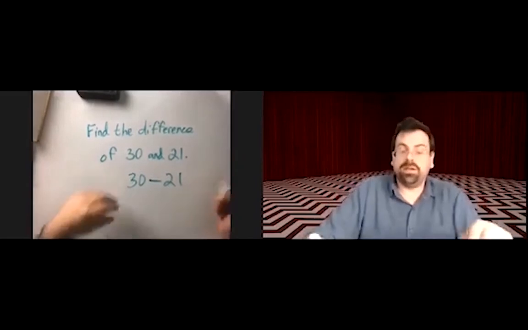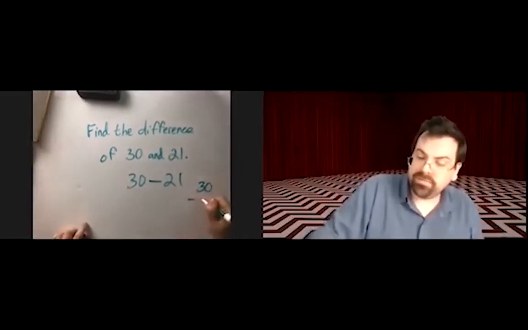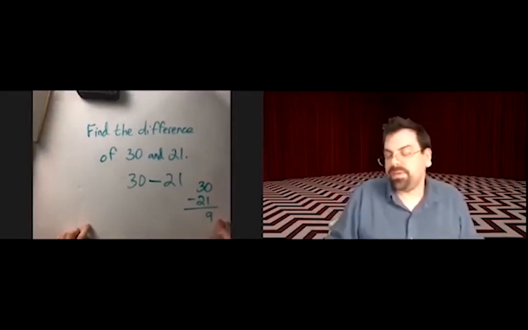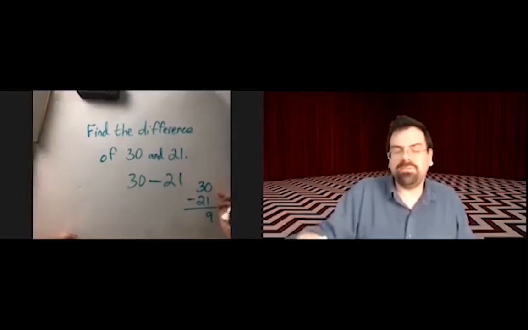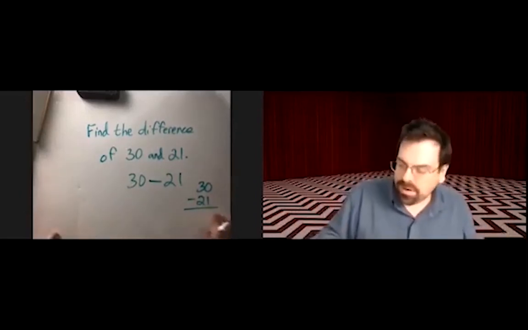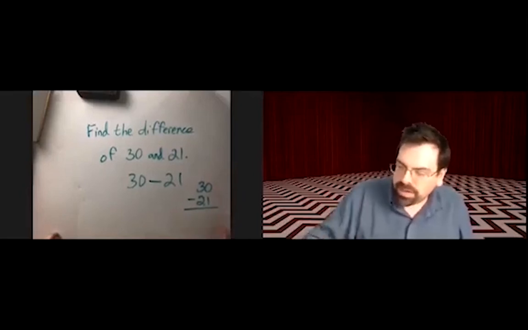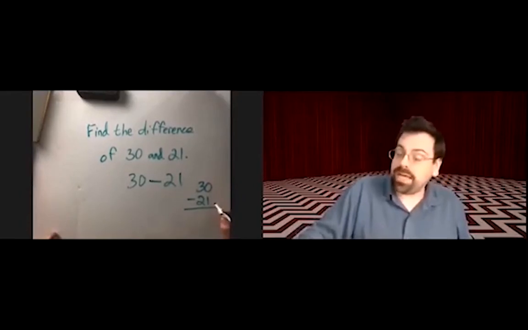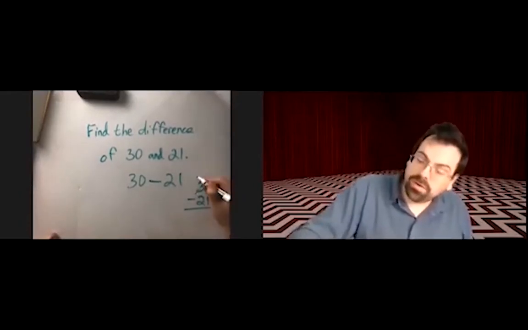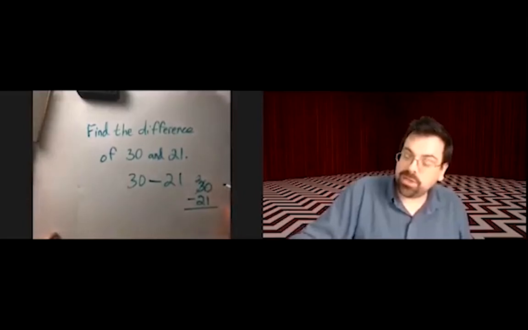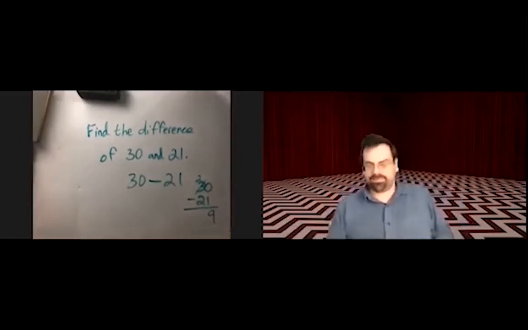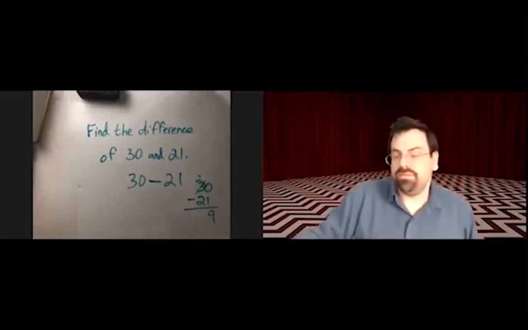30 minus 21, which we'll set up vertically. 0 minus 1. Well, notice I put a 9 right away. 30 minus 21, that'll come to you. And if we want to show the work we're doing here and keep it consistent with what we did before, 0 minus 1 we can't do. So we borrow from the 3, turning it into a 2. Now this 0 is a 10. 10 minus 1 is 9. 2 minus 2 is nothing. So the difference is 9.